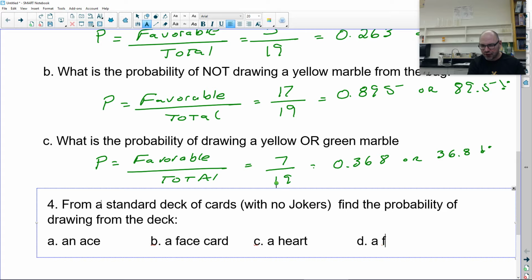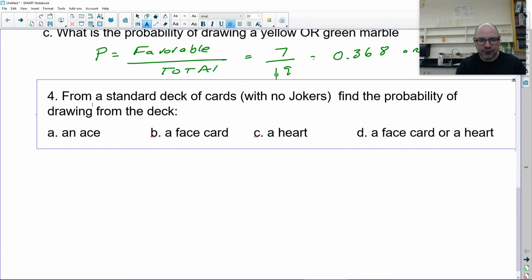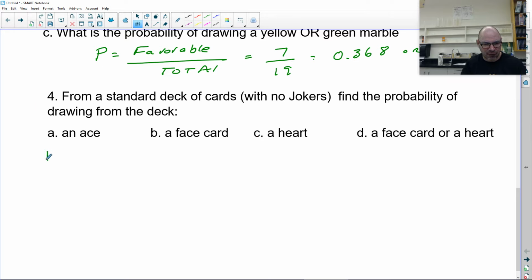D, a face card or a heart. There's a tricky one for us. Okay, so if we're doing these 4 examples, we'll have to count them out. So an ace, we know that there's 4 aces in a deck of 52. So we're going to use this same formula all the time. Probability is favorable over total. 4 out of 52. If we divide that out, it's 1 out of 13.